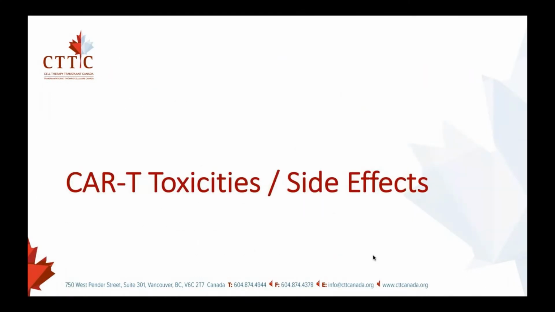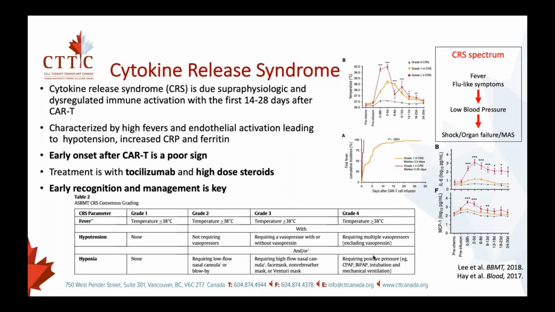So moving on to CAR T cell toxicities and side effects. Probably the most commonly talked about one is something called cytokine release syndrome, or CRS, which is due to supraphysiologic activation and dysregulated immune activation within the first 2 to 4 weeks or so after CAR T cell therapy. It's characterized by high fevers, as you can see here in these patients in red who had high-grade CRS, as well as endothelial activation, leading to hypotension, increased CRP, and ferritin.